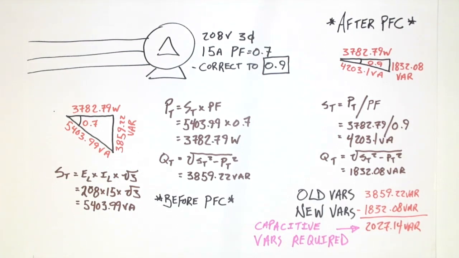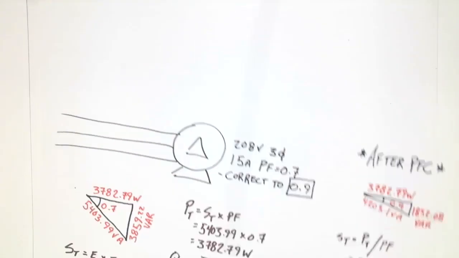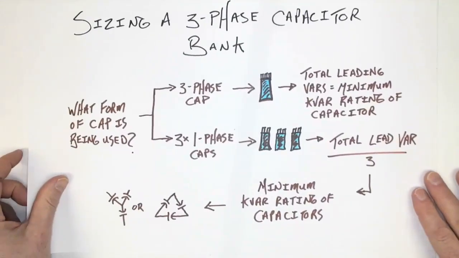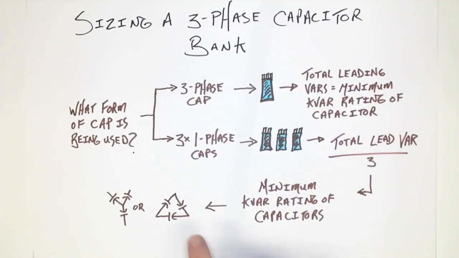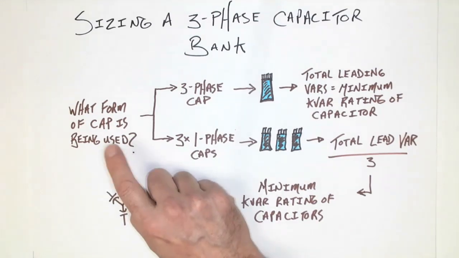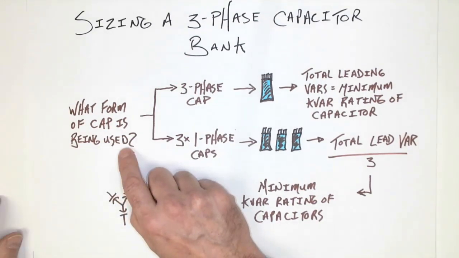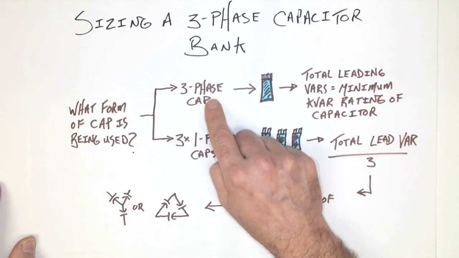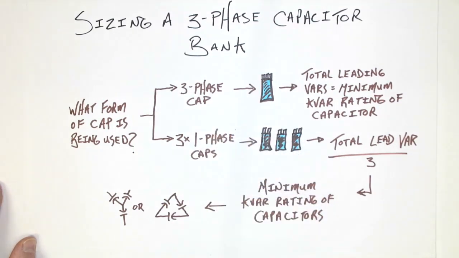What about the bank itself, the capacitor bank? How are we going to assemble that? And so that brings us to another topic. Well, when we size a three-phase capacitor bank, we kind of need to know what form of capacitor is being used. There are three-phase capacitors and there are single-phase capacitors.